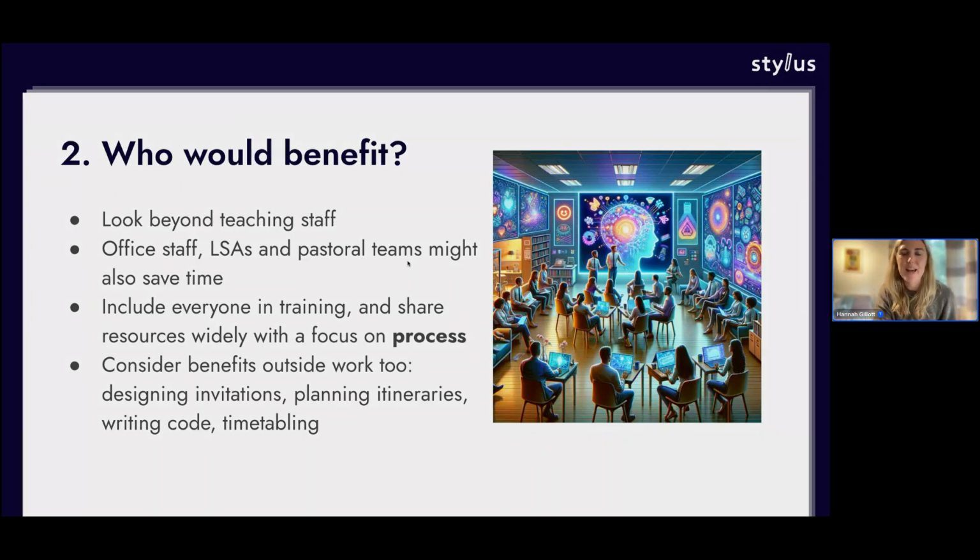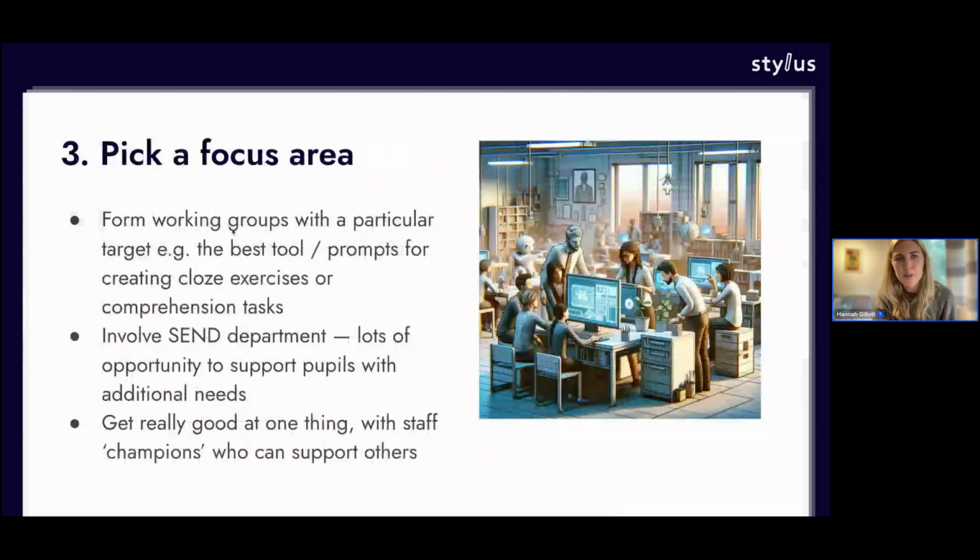Then we pick a focus area. So this is where I think working groups can be really, really useful. Say you're looking at creating cloze exercises, or say you've got loads of pupils coming to you with really low literacy levels, really low reading ages, and they can't access the texts that are being provided in lesson. You might form a working group that is all about finding the best AI tools to make text accessible across every area of the curriculum.